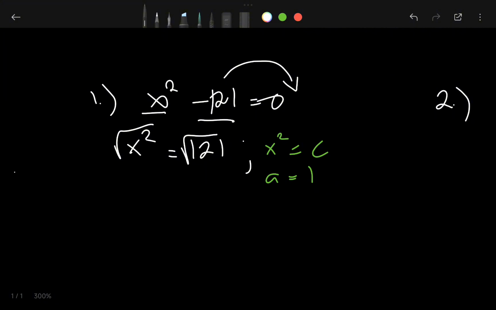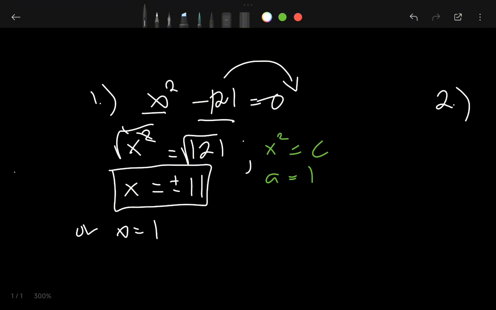In the laws of radicals, same nth root, same exponent, so we can cancel this and bring down the radicand, which is x, is equal to, as I mentioned earlier, your answer must be positive and negative upon applying the square root property. The square root of 121 is 11. Therefore, this will become your final answer. x is equal to positive negative 11, or x is equal to 11 and x is equal to negative 11.